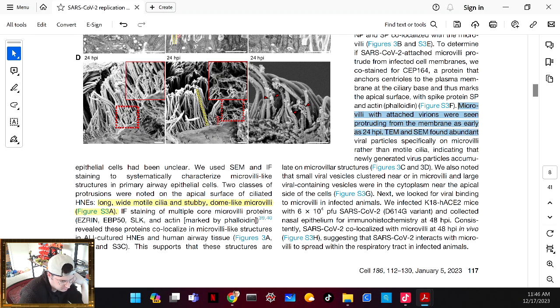So they're just noting what we already said in the figure, that microvilli with attached virions were seen protruding from the membrane as early as 24 hours post-inoculation or post-infection. And they found abundant COVID particles on the microvilli rather than on the motile cilia, indicating that the newly generated virus particles accumulated on the microvillar structures.